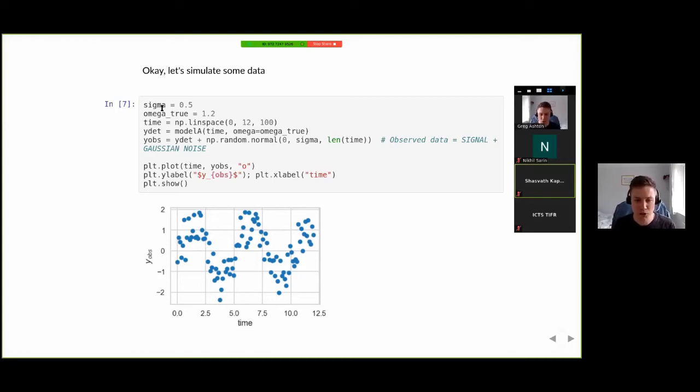Then I go through the usual quick steps of creating some times, here between 0 and 12 with 100 values. I then evaluate my model, and then add the random noise to it. That's this term here, just adding Gaussian noise. I plot this out, and it looks like this: a sine term with some scatter about it from the noise. Nice and easy. This is now my simulated data.